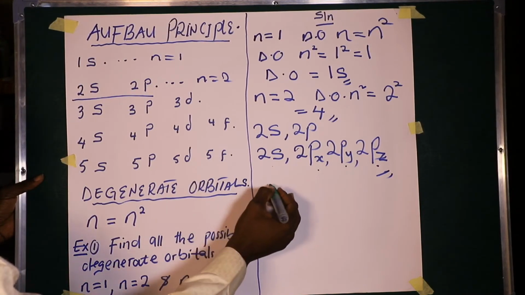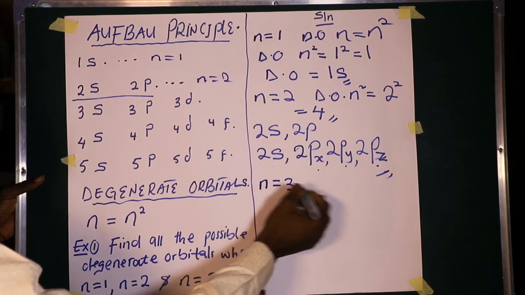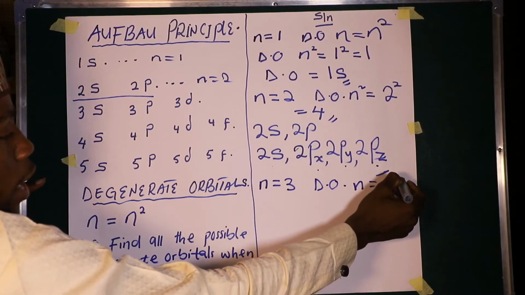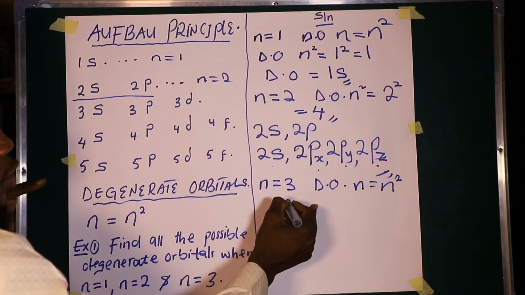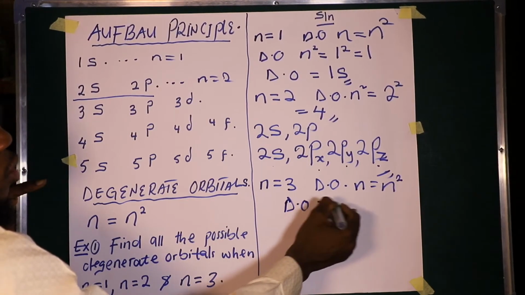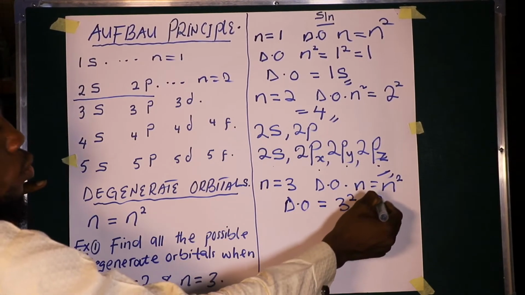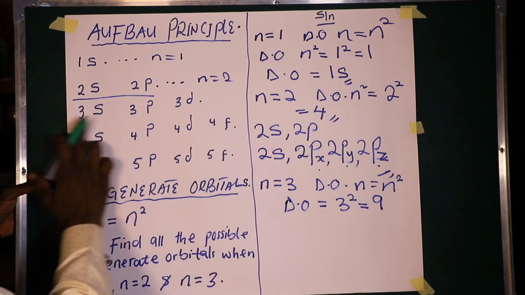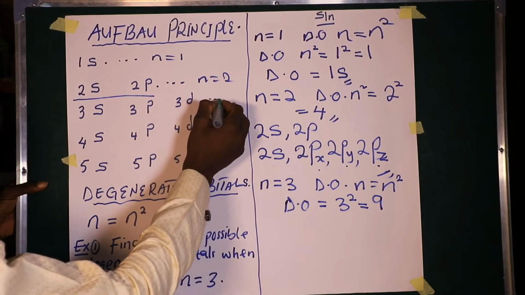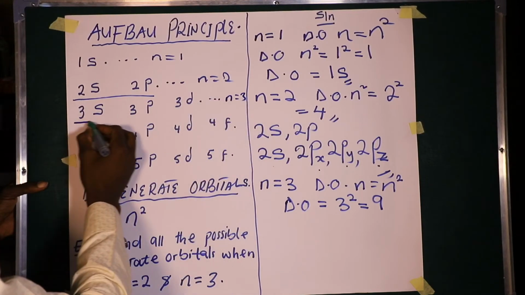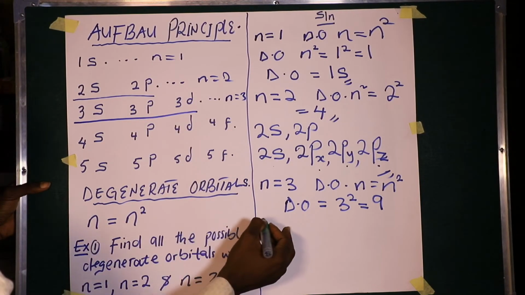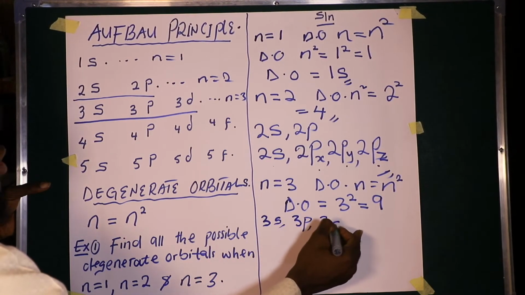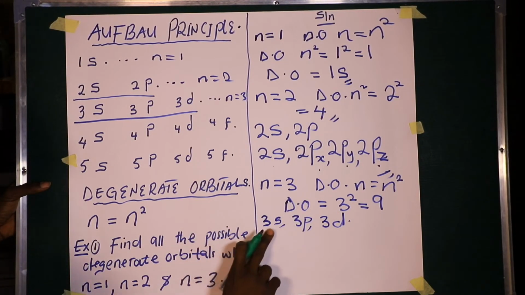So now let's go where the energy level n is equal to 3. In degenerate orbitals, n squared is equal to 3 squared, and 3 squared gives us 9. So this is telling us we are going to generate 9 orbitals when taking all the possible orbitals where n is equal to 3 in the Aufbau diagram. We are going to carry 3s, 3p, and 3d. So in these orbitals, we are to generate the remaining orbitals.